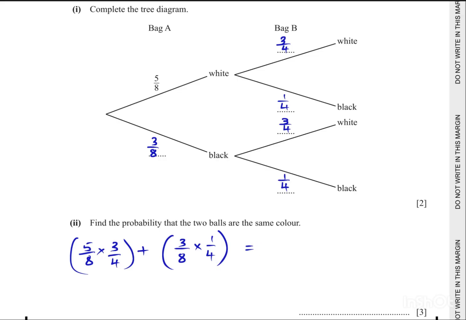5 by 8 into 3 by 4 will be 15 by 32, plus 3 by 8 into 1 by 4 will be 3 by 32. Sorry, this is also 32, my mistake. 8 4s are 32. So this is 18 by 32. Can we simplify this? 2 9s are 18, 2 16s are 32. So 9 by 16 is the probability.